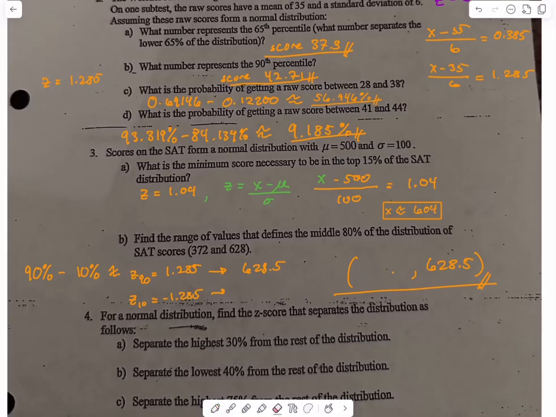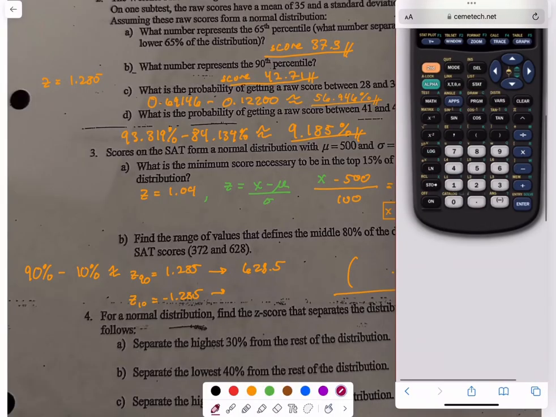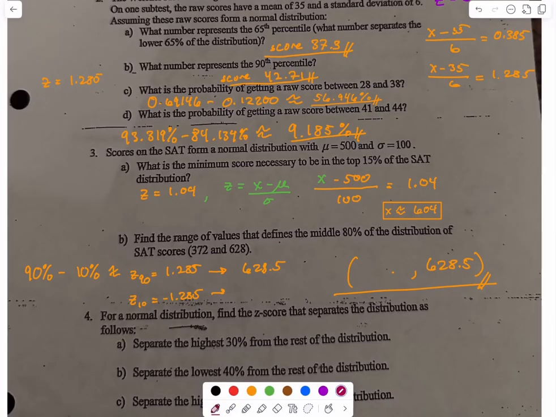I'm just going to change this, and I'll do the change in burgundy. Okay, so times 100 plus 500. So it's going to be 500 minus 128.5. So 128.5. Okay. 371.5, or 372 is fine. We got a 371.5, and that's pretty much the same thing.